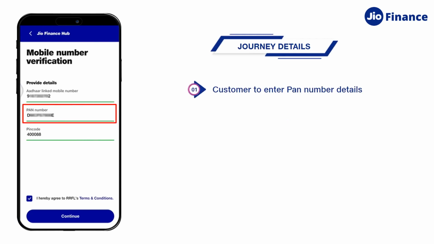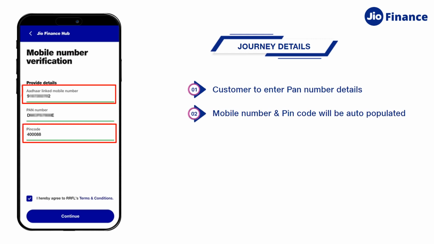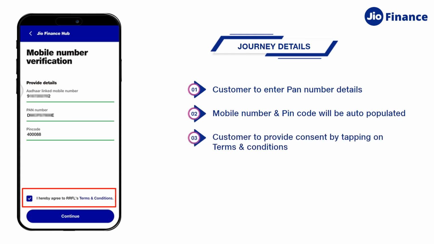First, the customer to enter PAN number here. Second, mobile number and PIN code will be auto-populated based on the previously entered information. Third, now the customer to provide consent by tapping on the terms and conditions. Fourth, next, tap on Continue.